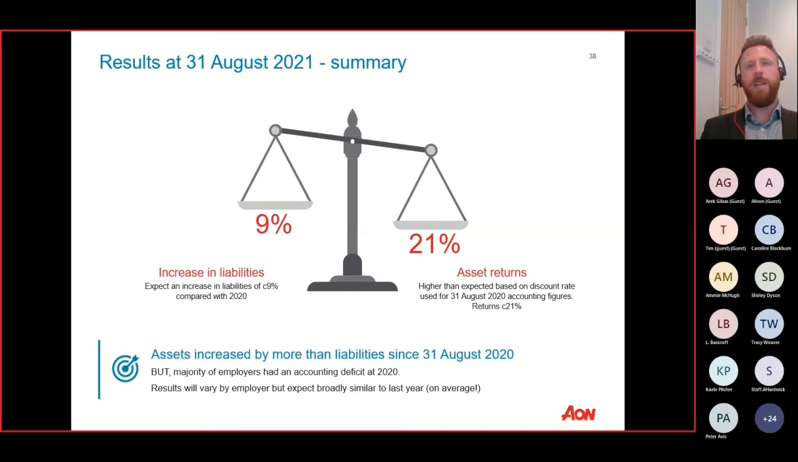So we are seeing a bigger increase in assets than in liabilities. However, as I think Eric mentioned earlier, accounting positions have been in deficit for quite a while. We don't particularly expect that to change. So whilst the assets have increased by more than the liabilities, with the liabilities being higher than the assets, we're probably not going to see that much of an improvement in the net deficit. So results will vary by employer due to different employer profiles, but overall we're probably expecting most employers' net balance sheet position to be about the same as that reported last year. There might be some that have improved slightly, some that are a bit worse, but on average probably very similar to last year.